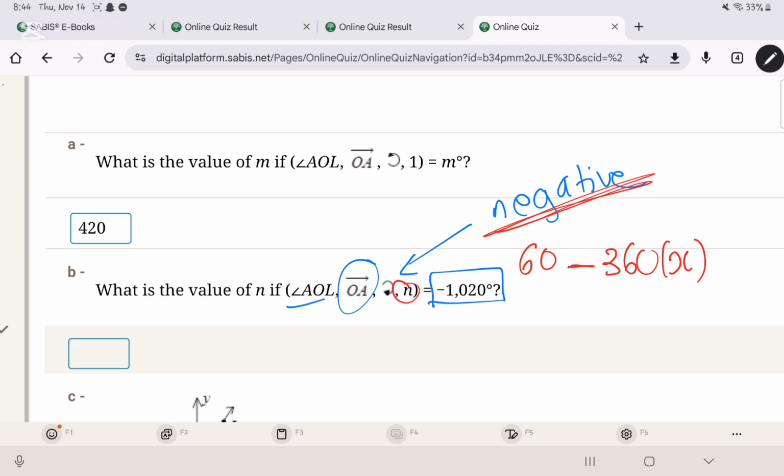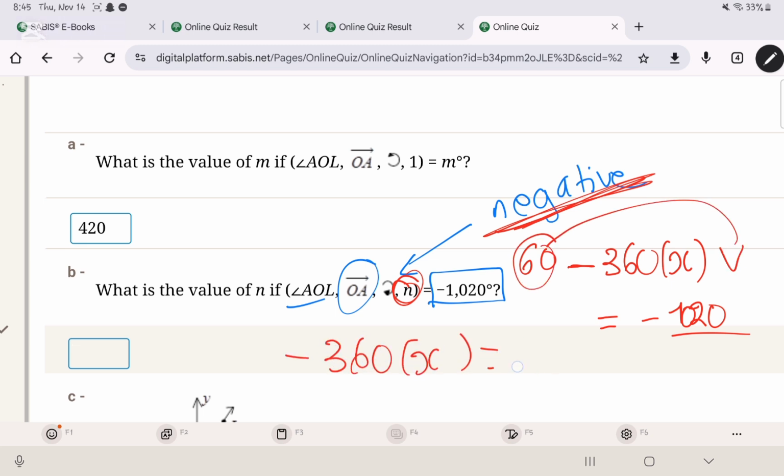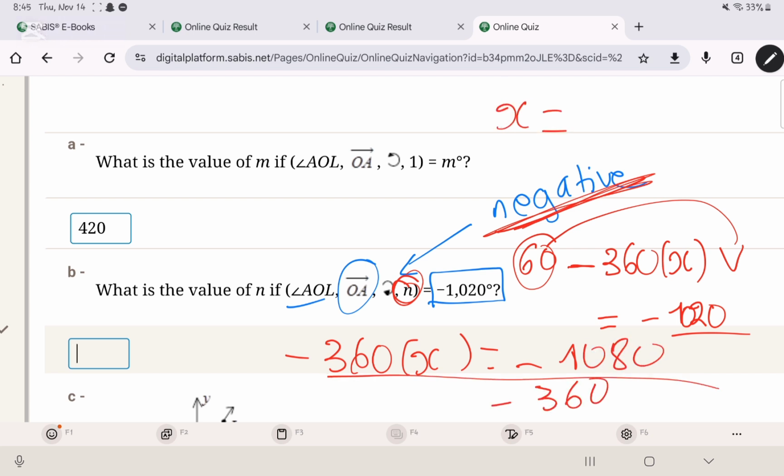So we're going to do minus 360 times x, and it is supposed to give us negative 1020. Since it's going in the clockwise direction, it is negative. To find the value of N, we take the original angle, which is 60, subtract from it 360, a full rotation, okay? But we don't know how many rotations we did, so we multiply it by x, and it is equal to negative 1020. Move 60 to the other side, and you get negative 360x is equal to minus 1080. Divide both sides by minus 360, and you get X is 3. Sorry, not 8. X is 3, my bad.